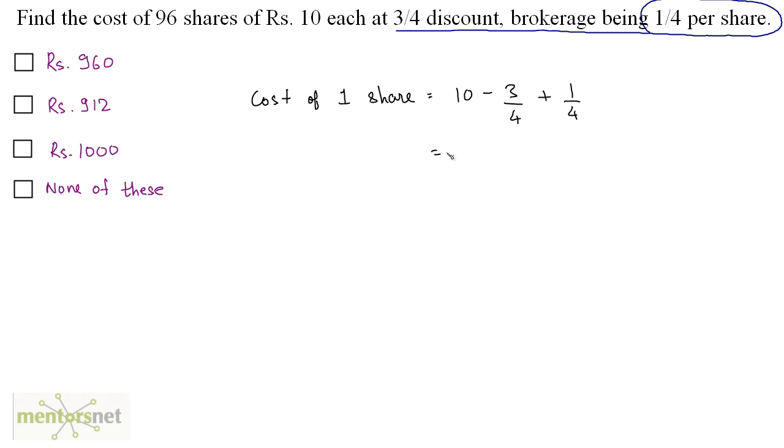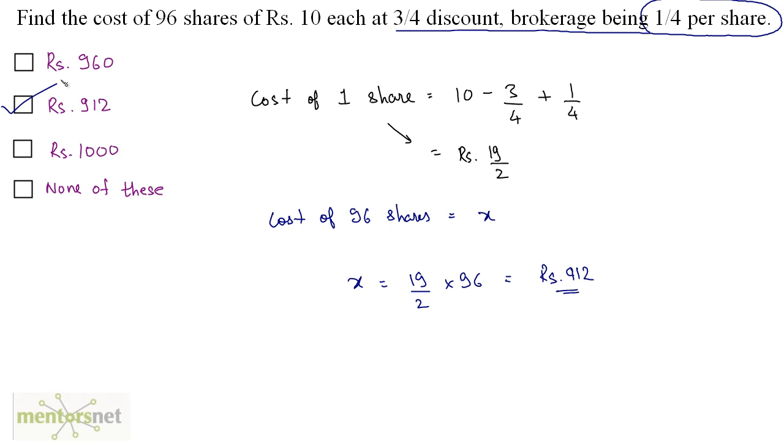Now if you solve this, you'll get 19/2. So rupees 19/2 is the cost of one share. Now we need to calculate what is the cost of 96 shares. So the cost of 96 shares is equals to X. Let it be X. So if we cross multiply and equate, we get X is equal to 19/2 times 96. Okay, and that is equal to 912. So the answer is option B.